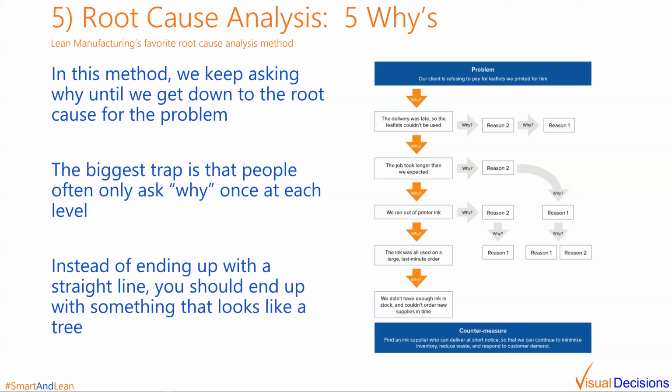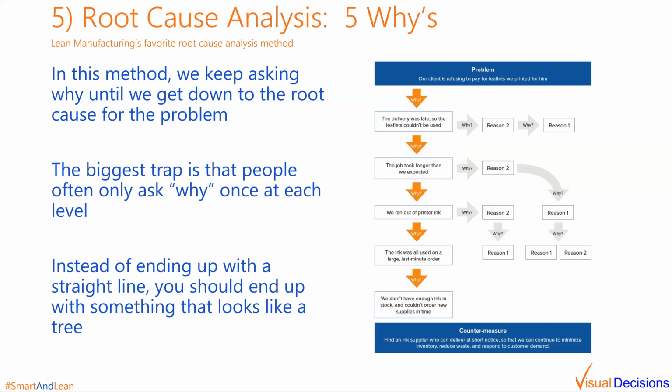The biggest trap I've encountered with the 5Y analysis is that people only ask why one time at each level. In the example given, we really only had to answer why once to each question. In reality, though, there's usually more than a single cause for each question. So instead of ending up with a straight line, you should end up with something that looks like a tree.